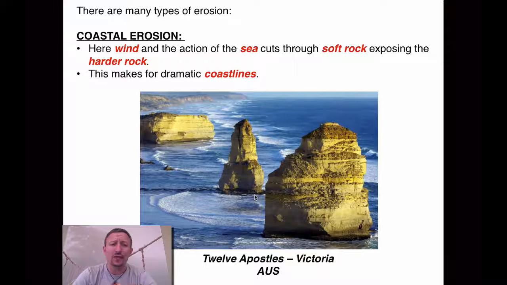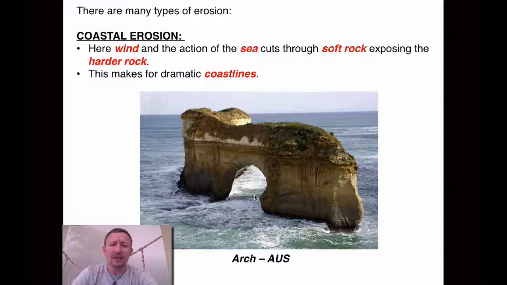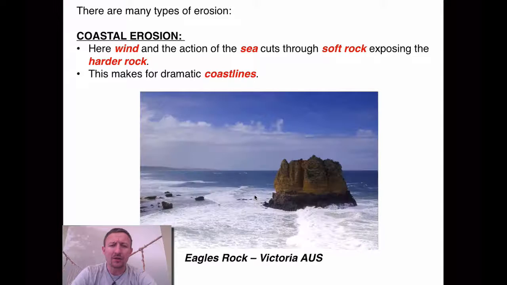Eventually it's going to fall down into the sea. So we get coastal erosion, and we've got many examples of coastal erosion. As we say, we've got the 12 Apostles here, we've got another arch, and you can see the water has cut away the inside of the arch. Before long, that bridge part over the arch will break away to produce two large standing pieces of rock.